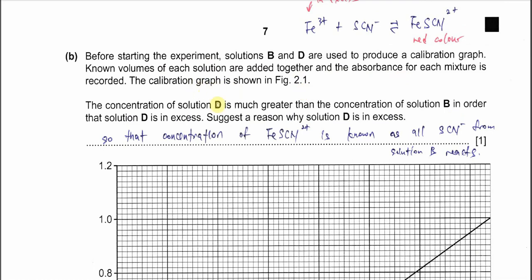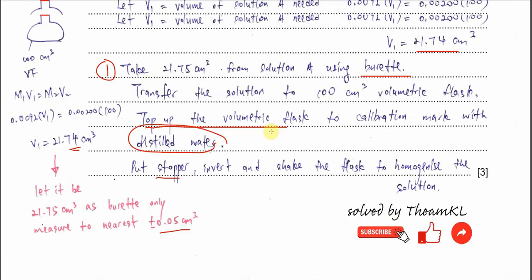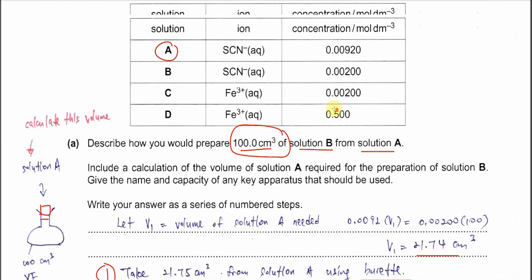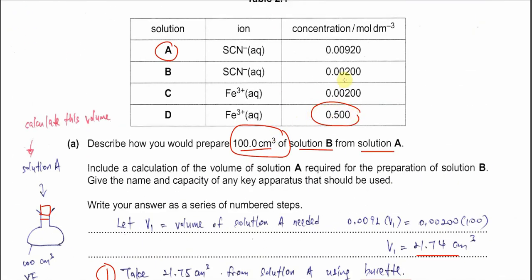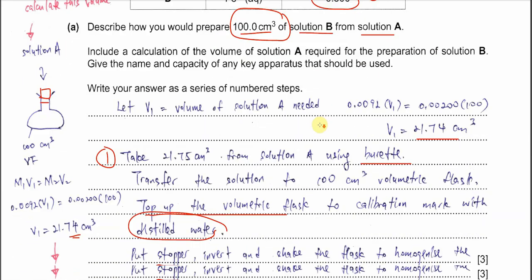Okay, so we get the calibration graph just now. The concentration of solution D is much greater than the concentration of B. From this table you should know D is 0.5, B is only 0.002. This is much greater, right? So why do we want to do that?